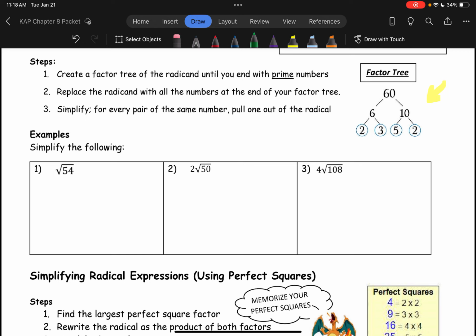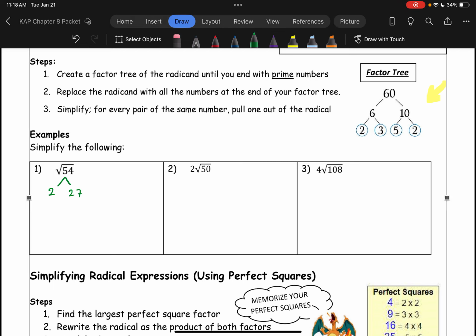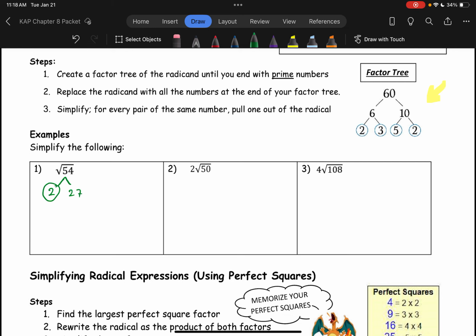So to start, we're looking at the square root of 54, right? If you're not sure how to break down some of these numbers, what I always like to do is check to see if it's an even number. If it's an even number, then I know I can divide it by 2. So for example, I know 54 is even. I know 2 times 27 would give me 54. And as I break down these branches, I want to circle my prime numbers. So 2 is prime, so I'm going to circle it. That means I'm done with that branch.